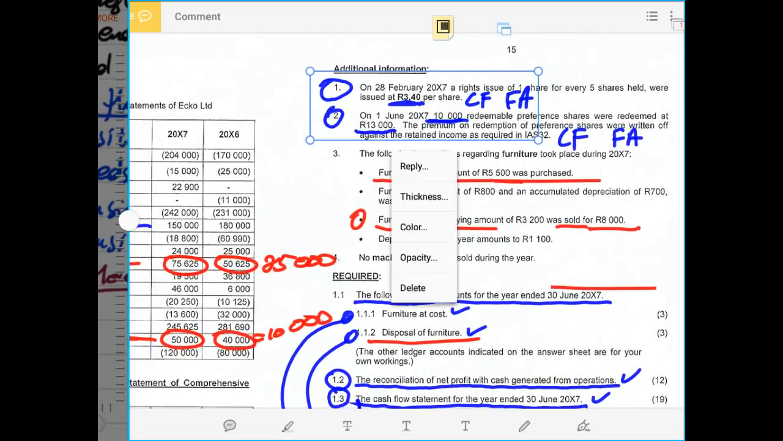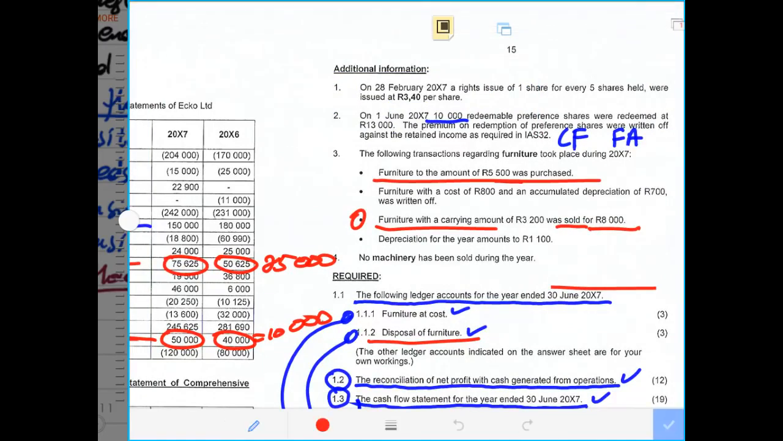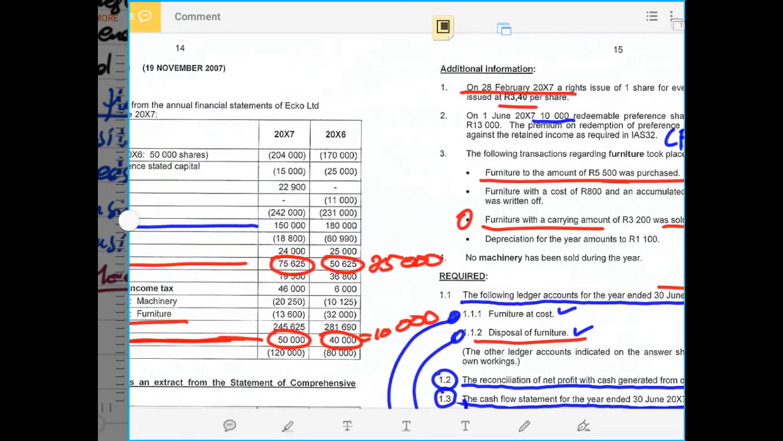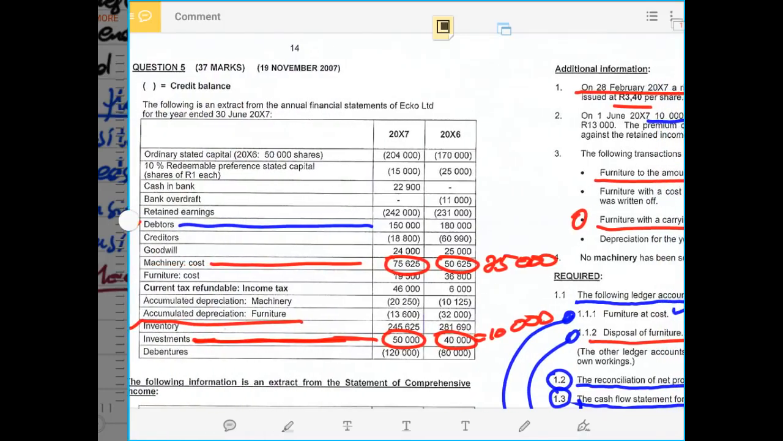The first additional information said to us that at the end of January-February 2007, a rights issue of 1 share for every 5 shares held was issued at 3 Rand 40 cents per share. So now we have to calculate the value of the shares that were issued in the rights issue. And remember, rights issue shares are issued at a lower price to existing shareholders. They say 1 share for every 5 shares.